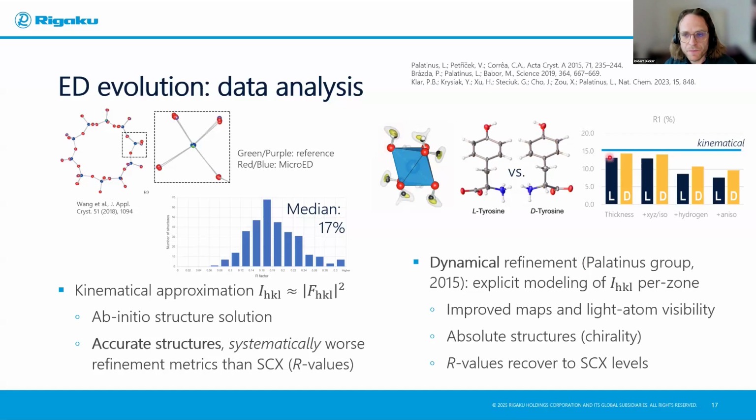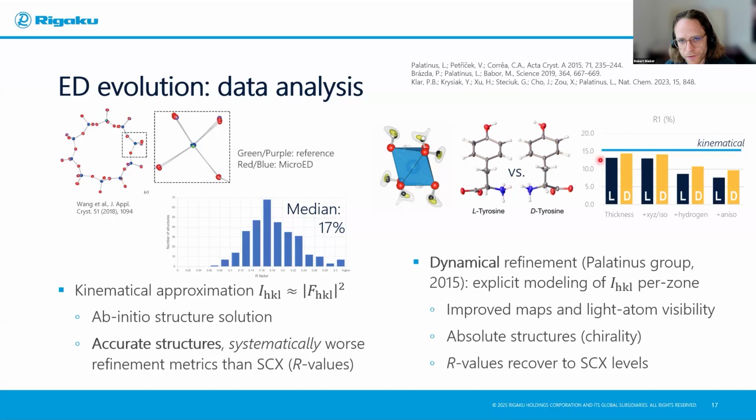Then, as you see here, if you take this into account, you model that dynamical diffraction also breaks the Friedel-mate symmetry. So I(H,K,L) will not be the same anymore as I(-H,-K,-L). And once you model this, of course, you can distinguish between enantiomers, which is extremely powerful for pharma and other applications. And the R values that you get will then, of course, also recover almost to single crystal X-ray levels.